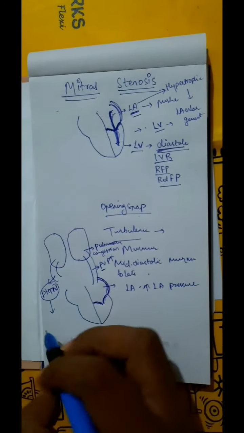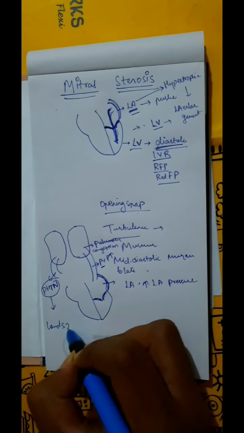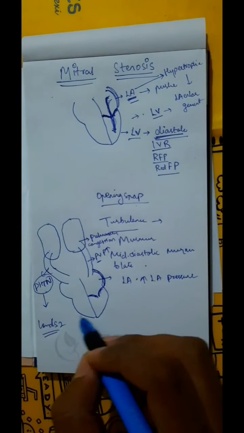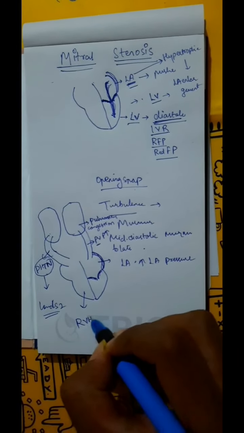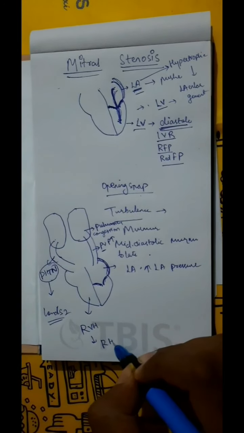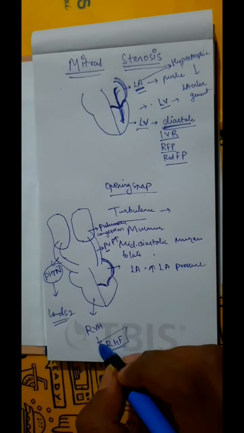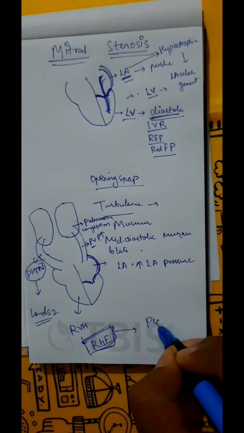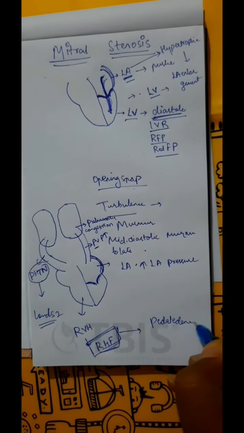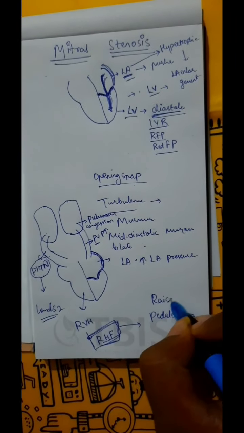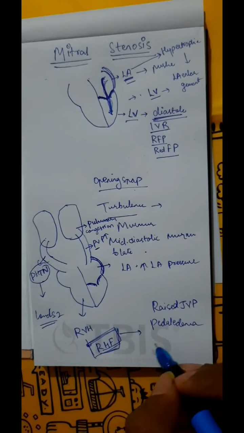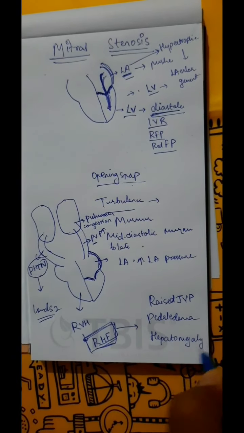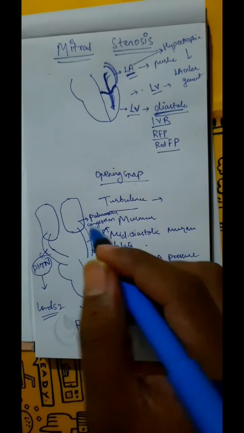This pulmonary hypertension will give us a loud S2. Due to pulmonary hypertension, there is right ventricular hypertrophy and right heart failure. Right heart failure will present with pedal edema, raised JVP, and hepatomegaly. So these will be the features.